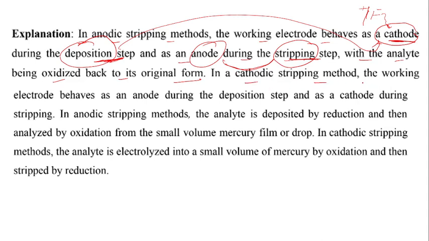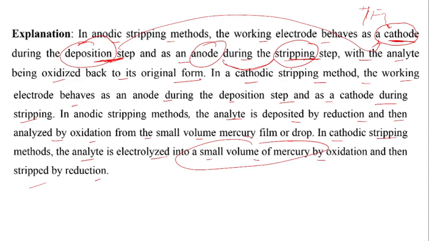In the cathodic stripping method, the working electrode behaves as an anode during the deposition step and as a cathode during the stripping. Just reverse. In anodic stripping method, the analyte is deposited by reduction and then oxidized from the small volume mercury drop. In cathodic stripping method, the analyte is electrolyzed into a small volume of mercury. We will also discuss the mercury electrode now. I have made one slide here. So this is all about question number 7.